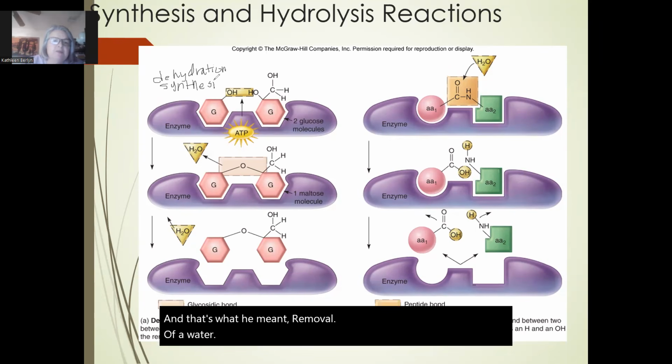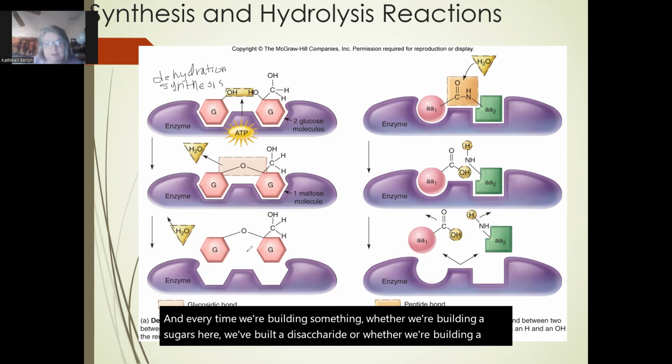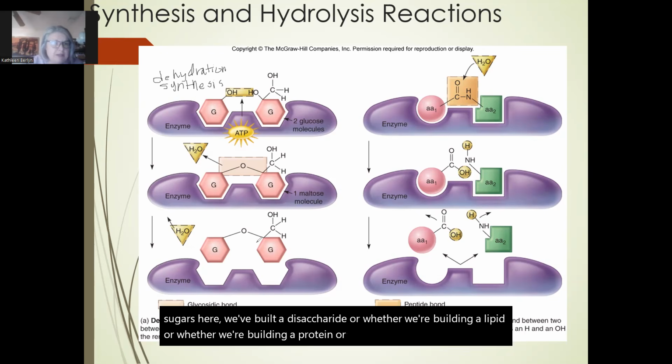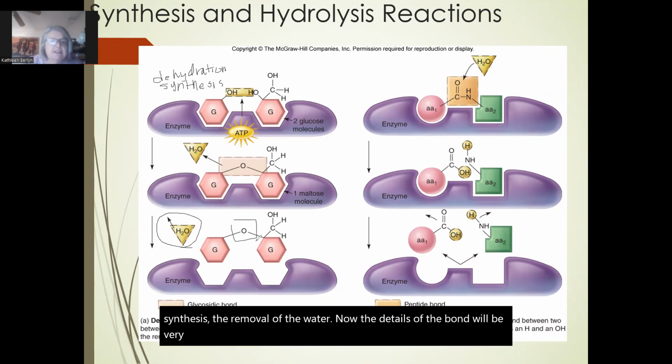And every time we're building something, whether we're building sugars, here we've built a disaccharide, or whether we're building a lipid, or a protein, or an amino acid, or a nucleic acid for that matter, it's always a dehydration synthesis, the removal of the water. Now, the details of the bond will be very different. This is a glycosidic bond. Between amino acids, we form peptide bonds, we can see here, peptide bond here.